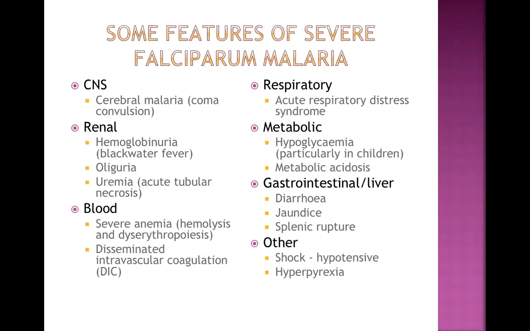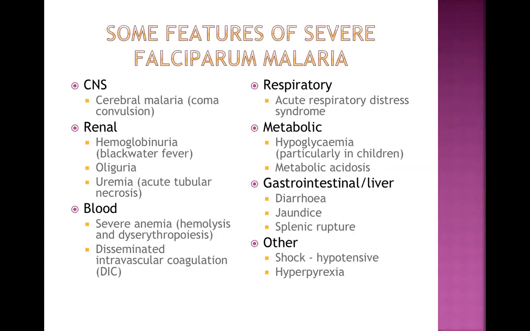Okay, that blackwater fever is because of hemoglobinuria. Now, why does hemoglobinuria occur in this condition? Just think about it. Your answer is right there. Remember, because of the erythrocytic cycle, there is rupture of the RBC and hemoglobin will be released or liberated. It will be free hemoglobin, which will be filtered by the nephrons, and this hemoglobin will appear in the urine, leading to blackwater fever.